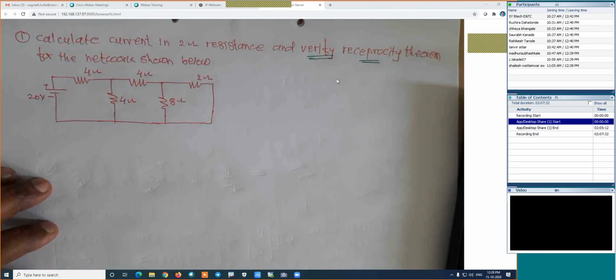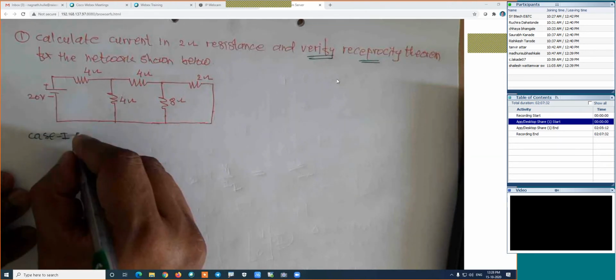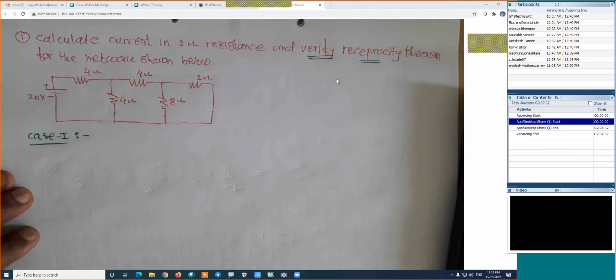I will start with this. That is case 1. In case 1, I will consider it as it is. Here in this particular case, I will use the direct inspection method.